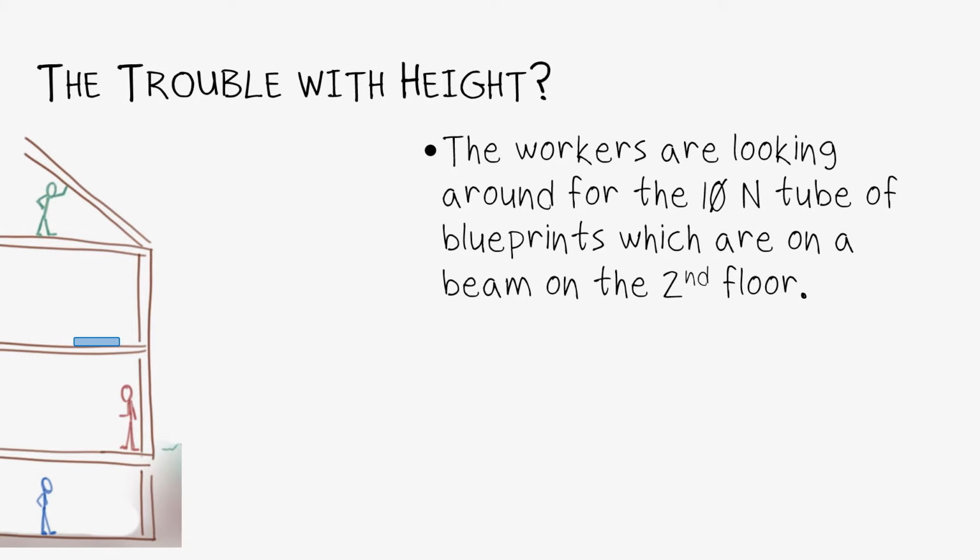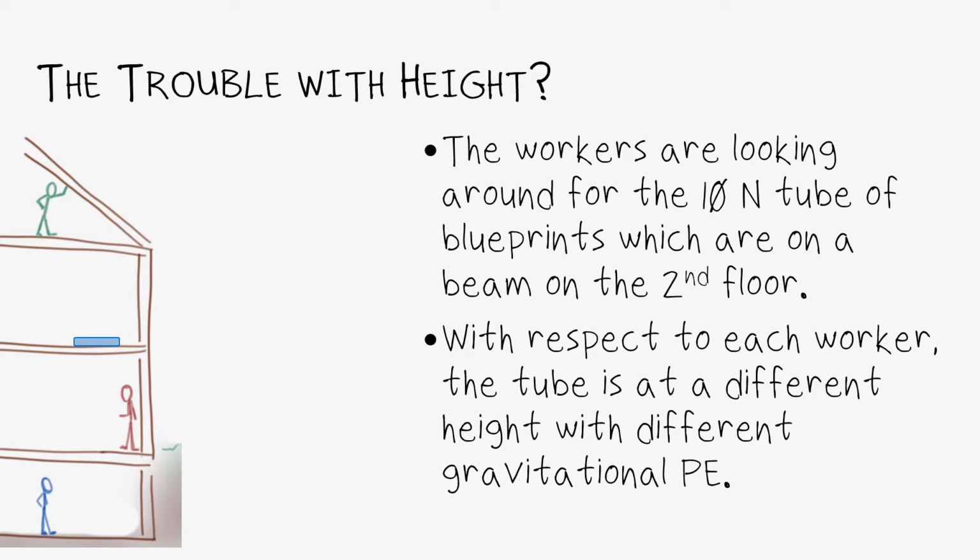So the workers are all looking at the exact same tube, but because they're using their own frame of reference, when we calculate gravitational potential energy, each worker is going to see the tube as having a different gravitational potential energy. Think of it in terms of how much energy it would have if it rolled off and fell down on their foot or something like that. So the red worker has the blueprints 5 meters above them. If the tube was to roll off and fall, it would start with a potential energy of 50 joules, 10 newtons times 5 meters with respect to the red worker.